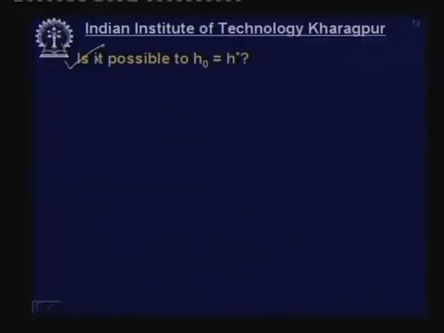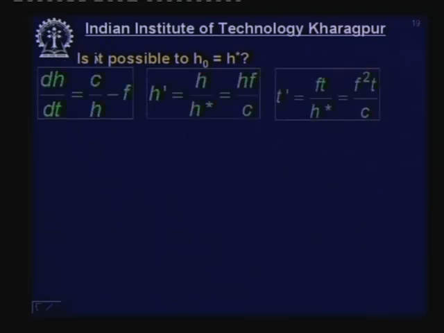First of all, is it possible to set H0 equal to H star? It is possible, but it takes time. So, should we do it? That is what we want to analyze. Once again, this is my basic expression, dH by dt equal to C upon H minus F, where F is the given feed and C upon H is the dissolution under no feed condition.